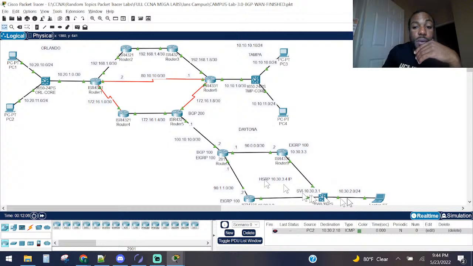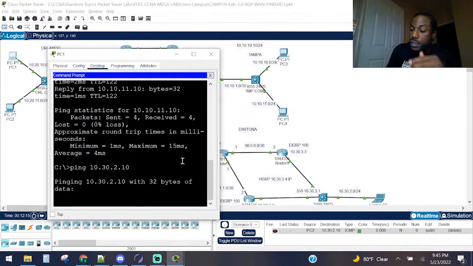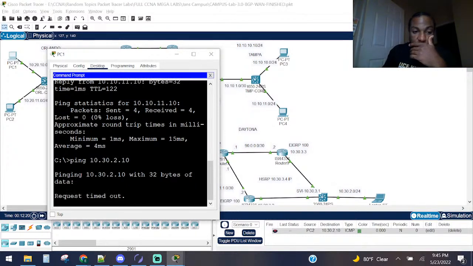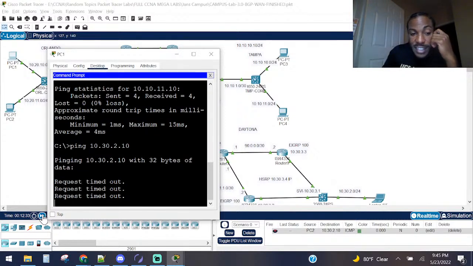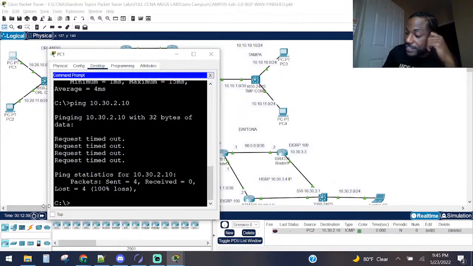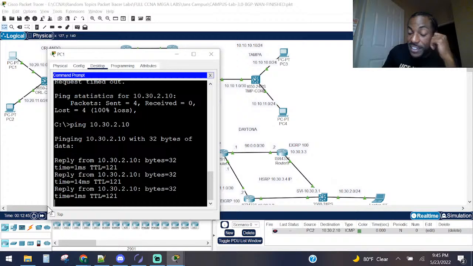Now let's try to ping Orlando to Daytona, which is the PC back here, 10.30.2.10. And he looked like he's going to take a while too. Two hours later, it timed out. Wait for it. Come on, man. Now we could click the simulation button right here and kind of fast forward through life and then make it work, but I'll try it again, right? And there you go, right there. See there, now it came across.